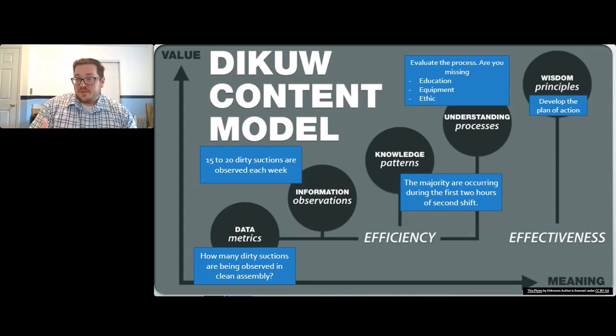So next we evaluate the process. We know when it's happening. We know what's happening. We put some definitions down. So now we're going to evaluate the process. A breakdown in process is going to come from 3 sources. I know, it's only 3. Pretty easy. The first is education. The next is equipment. The third is ethic.